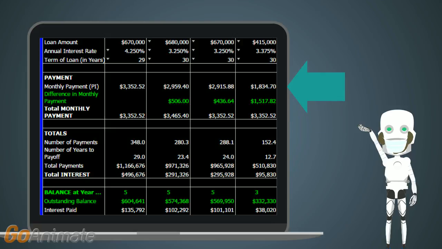See how the payments adjust as you make changes to the loan amount. This is just the principal and interest amount. Notice how this amount, in green, shows the difference between the amount of your current loan payment and the other options. This is how much you'd save each month.